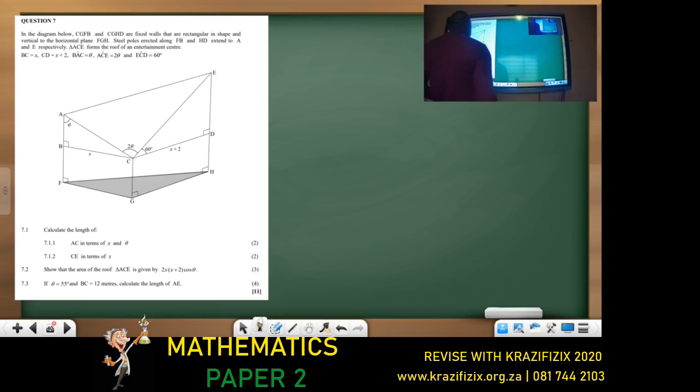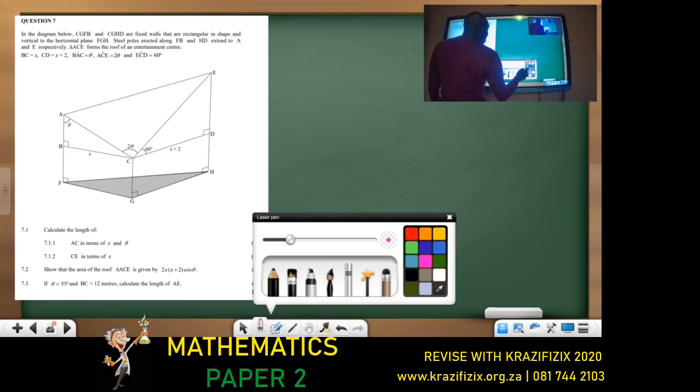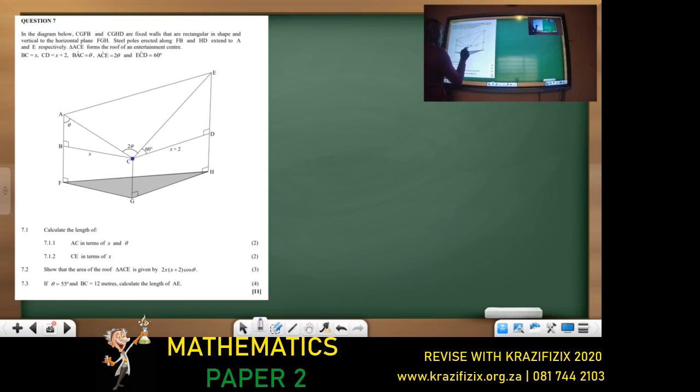Now, in the diagram below, CGFB and CGHD are fixed walls that are rectangular. Let's quickly go look for these rigid walls. CGFB, where is it? CGFB, okay, that's the wall. And CGHD, also we've got the 2 walls there. Beautiful, makes sense now. So we have those 2 walls, fixed walls that are rectangular in shape, and vertical to the horizontal plane.